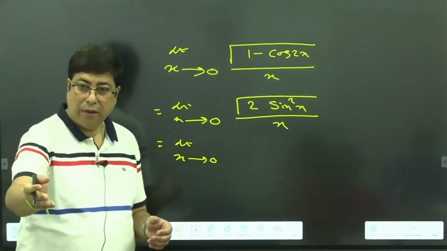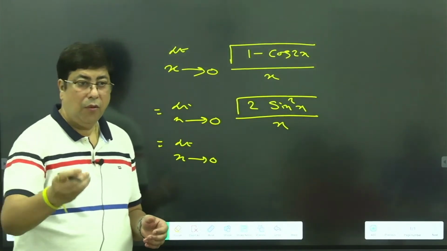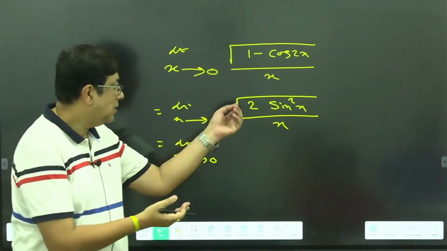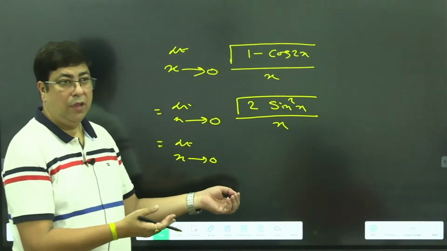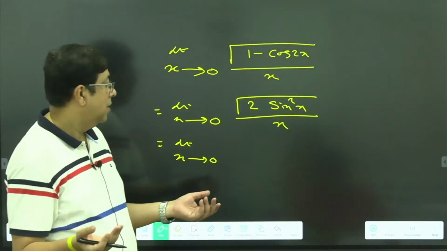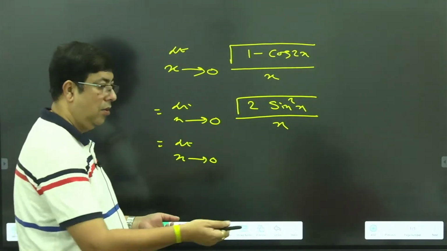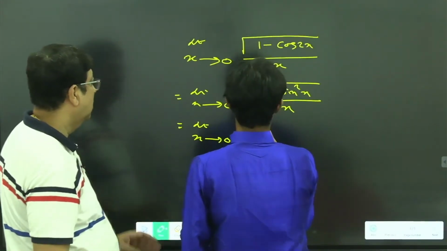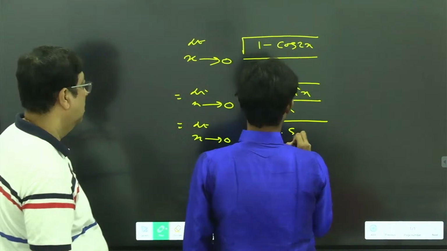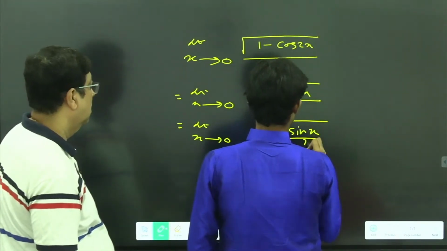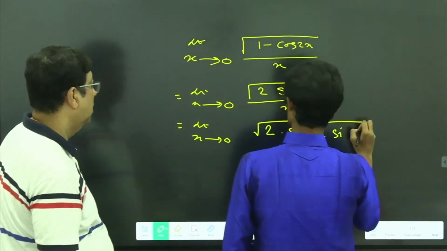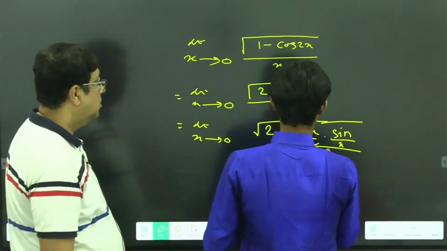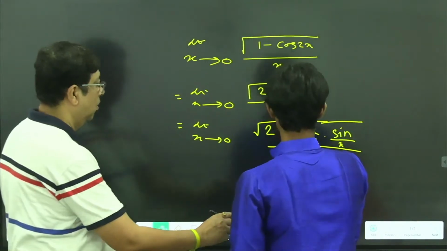Will you come here? What is the next step? Come here. Just write me the next step. Maybe. Write the next step. What is the next step? Just you write. Root over. Acha. Just only one x is here. Acha. Okay, fine.